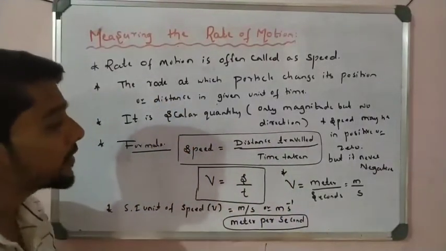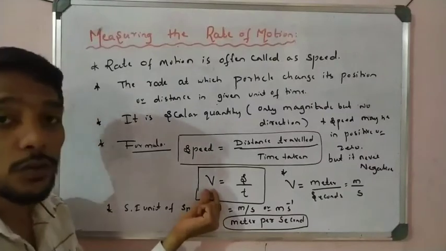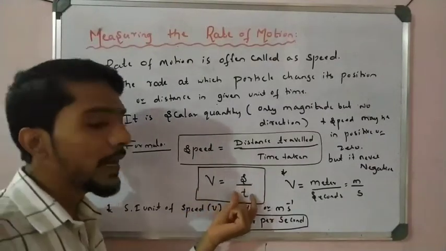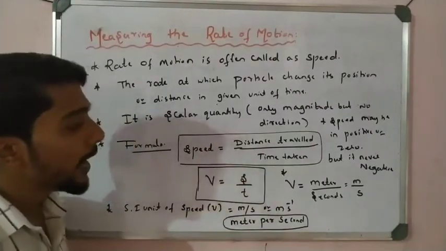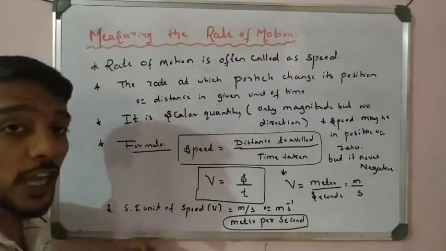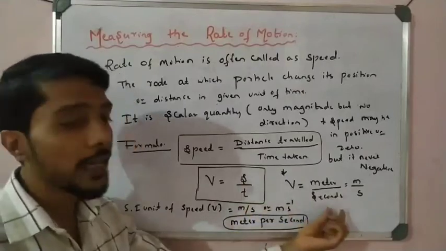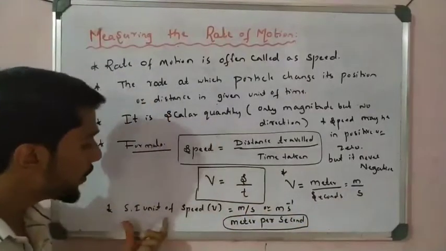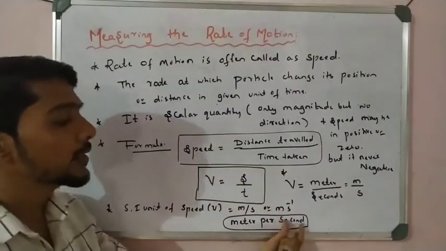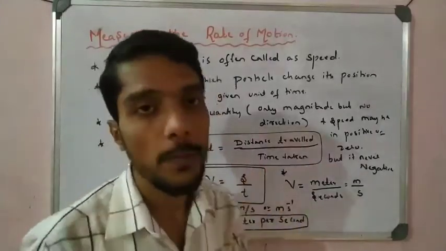Okay, and then the formula: v, the speed, is equal to s by t, distance by time. And we calculate the SI unit of speed. s stands for meter and t is second, so the SI unit of speed is meter per second. That is very important, right students?